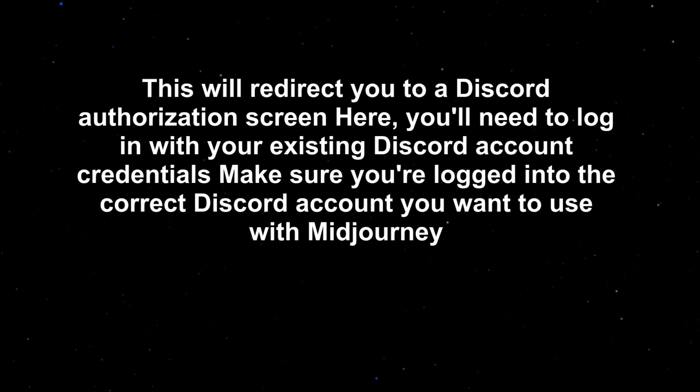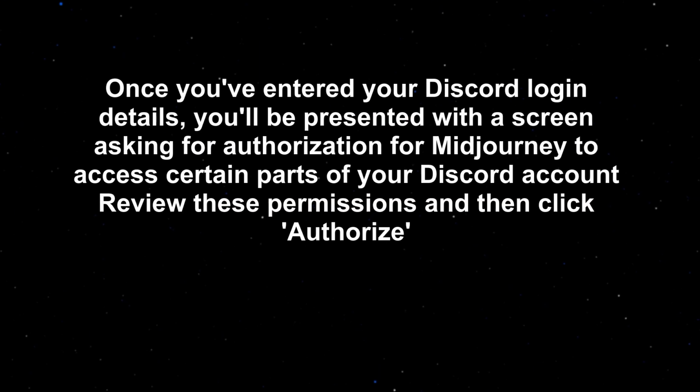This will redirect you to a Discord authorization screen. Here, you'll need to log in with your existing Discord account credentials. Make sure you're logged into the correct Discord account you want to use with Midjourney. Once you've entered your Discord login details, you'll be presented with a screen asking for authorization from Midjourney to access certain parts of your Discord account. Review these permissions and then click Authorize.